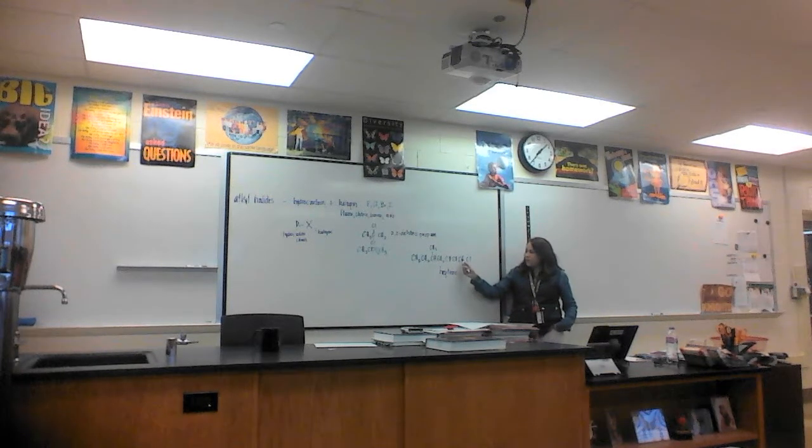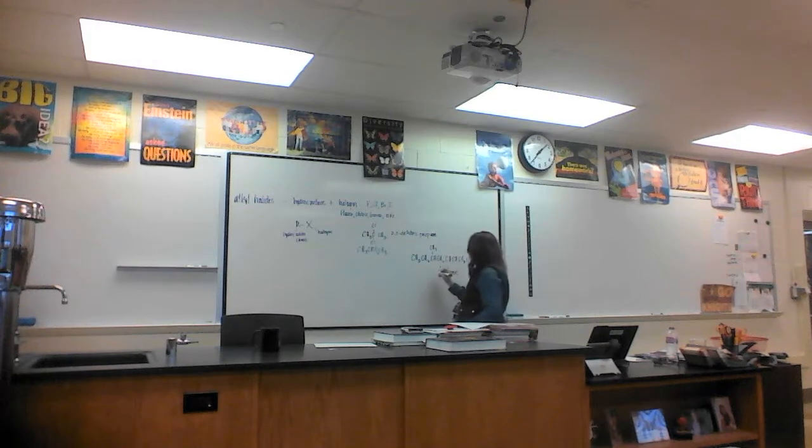And if I count here, I've got something on this carbon right here. So it's going to be 1, 2, 3. It's going to be 1, 2. So it's a 2-heptene, because my double bond is from here to here. So it's from 2 to 3. So it's a 2-heptene.